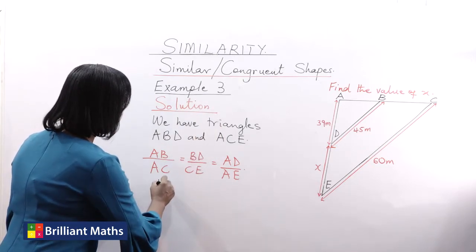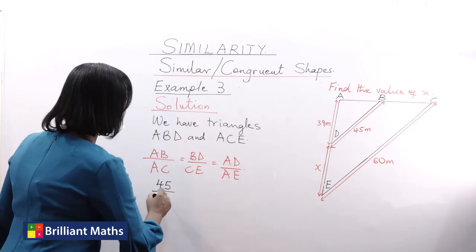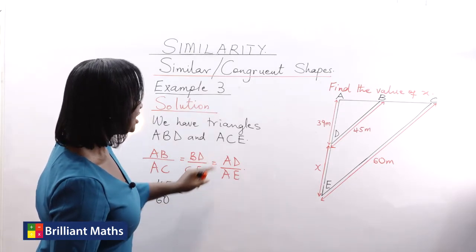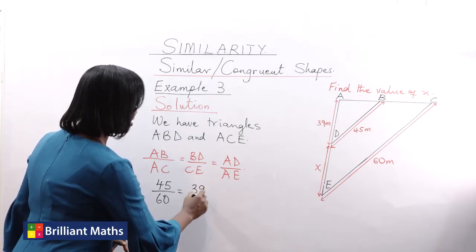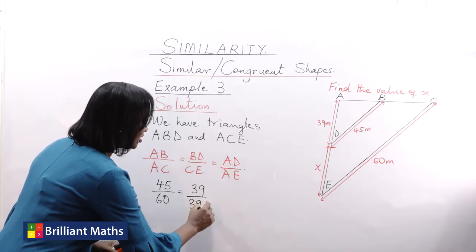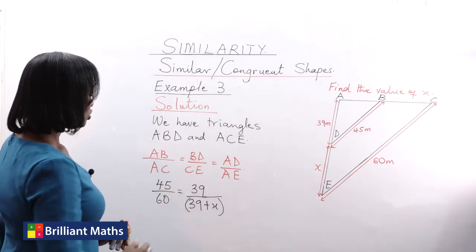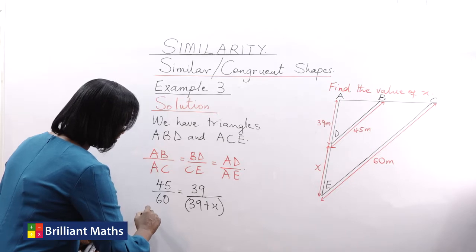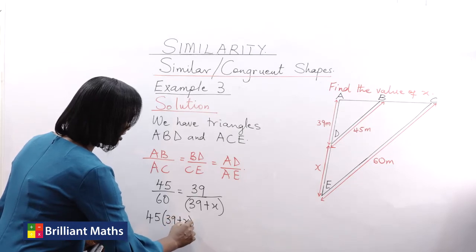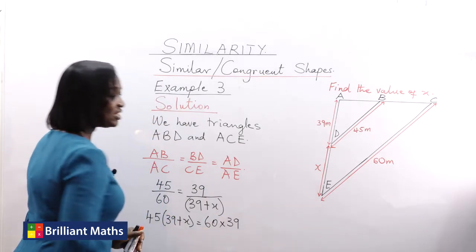BD is equal to 45 over CE is equal to 60. And that is equal to AD is 39 over AE. AE is 39 plus x. We want to find the value of x. So you cross multiply and you have 45 into 39 plus x is equal to 60 times 39.